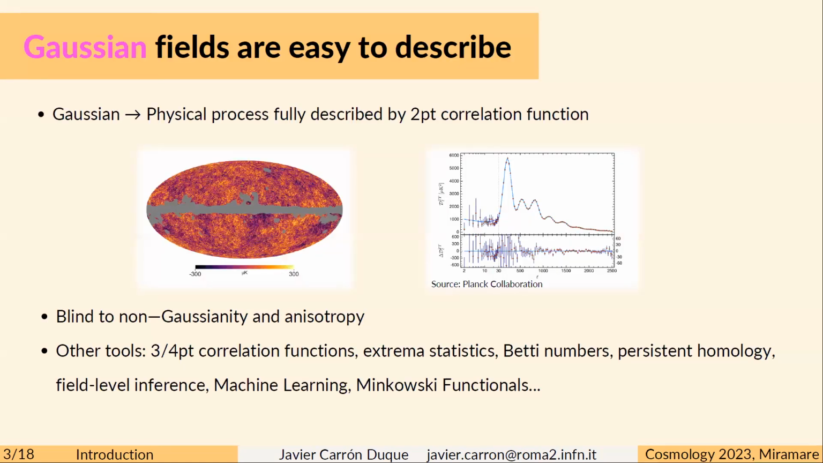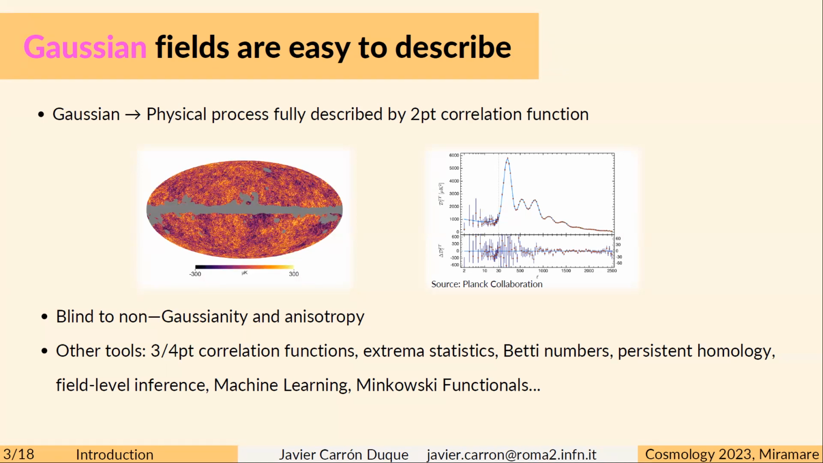So let's start very simple with Gaussian fields. We know that Gaussian fields are easy to describe if our physical process is giving us a Gaussian field like the CMB, which is at least very nearly Gaussian. Anomalies aside, it's very nearly Gaussian. Then we can essentially obtain all the information just from the 2-point correlation function, the typical power spectra, or in the CMB, the angular power spectra.